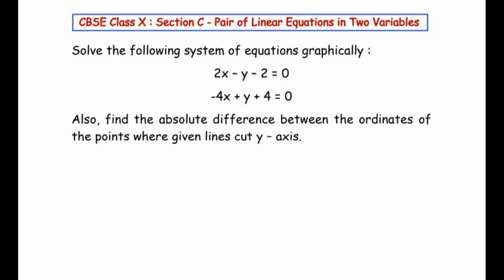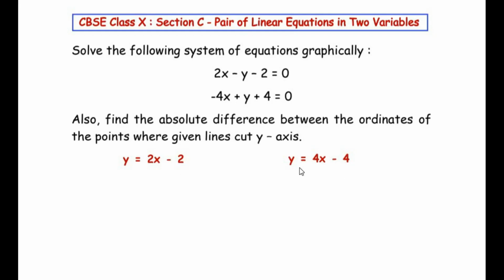So before we proceed with the graph, let us rearrange these equations. Here I have taken negative y on the right hand side, so it becomes positive y equal to 2x minus 2, which remains the same. Now for the second equation, I have kept y as it is and sent negative 4x to the right hand side, so it becomes positive 4x, and sending positive 4 to the right hand side, we get negative 4. So the first equation becomes y equal to 2x minus 2 and the second equation becomes y equal to 4x minus 4.